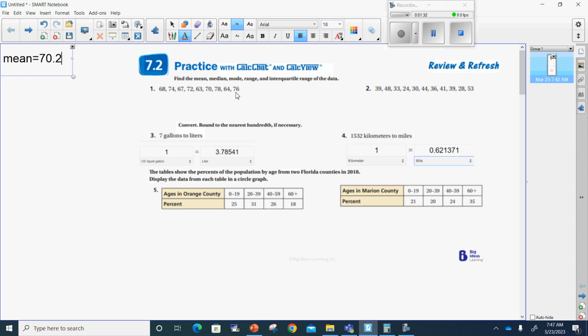All right, let's go on to the median. The median is when I put all these numbers in order, then I find the middle. So let's go ahead and put these numbers in order. Let's see, the smallest number that I see looks to me like 63. So let's put that one in first. The next smallest is going to be 64. And the next number will be 67 and then 68.